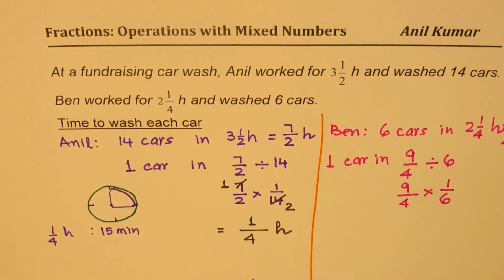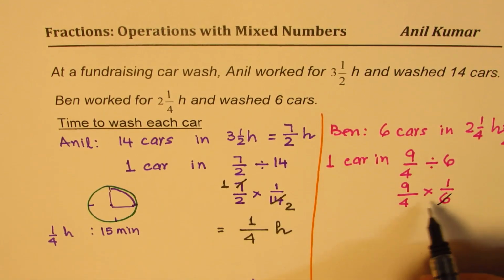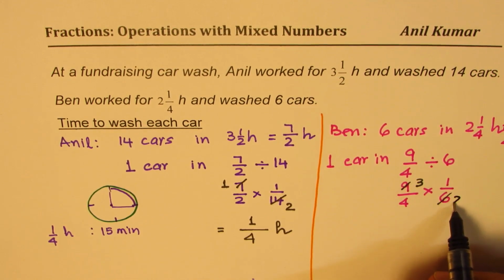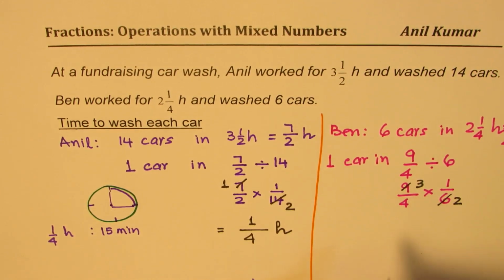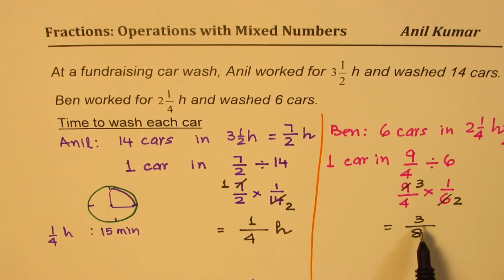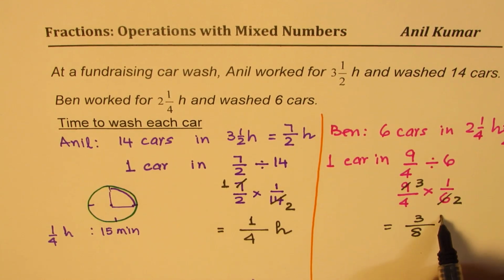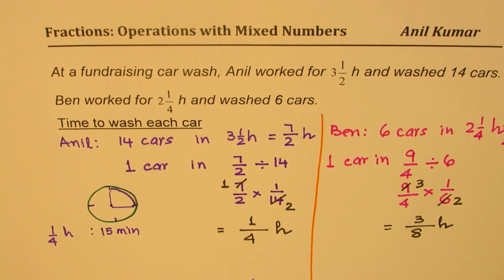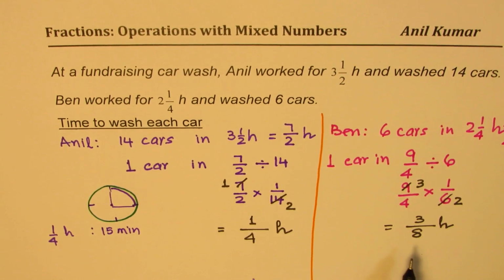Clear? Now, we could simplify this just as we simplified here. We can divide both by 3. So 3 times 3 is 9. 3 times 2 is 6. Now we get the answer as 3 times 1 in the numerator, 4 times 2, 8 in the denominator. So we get 3/8 of an hour. Correct? We get 3 out of 8 of an hour. Is that clear? So, now how do we compare 3/8 of an hour and 1/4 of an hour?